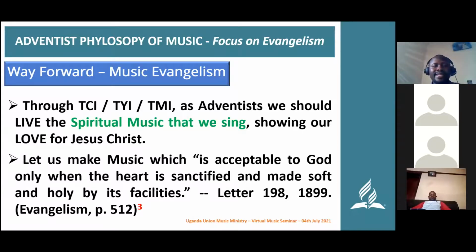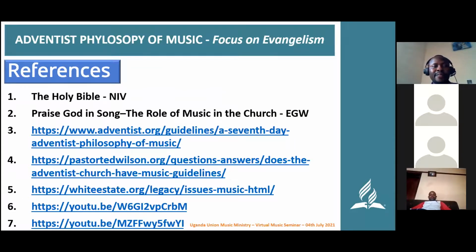The other point is, let us make music which is acceptable to God only when the heart is sanctified and made soft and holy, as it's written in the book Evangelism, page 512. So these are some of the references we have. You'd be able to get them after the presentation, to dig further, to understand how music impacts evangelism, to be able to draw many souls to Christ.